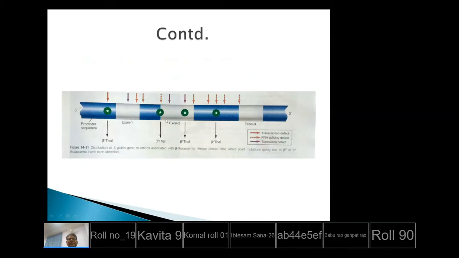This is the chain terminator. This is the splicing, and this is the promoter. Promoter mutation gives a reduction of 75 to 80% of beta chain synthesis.